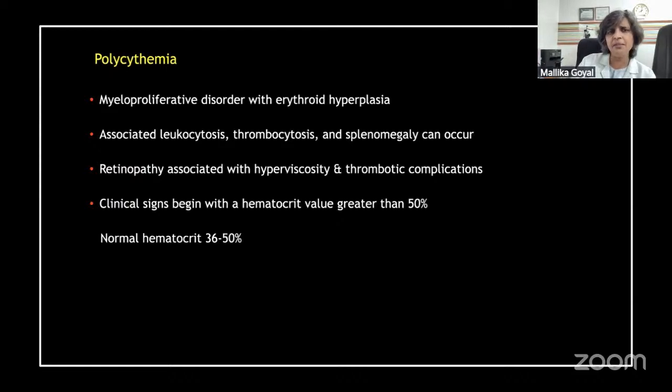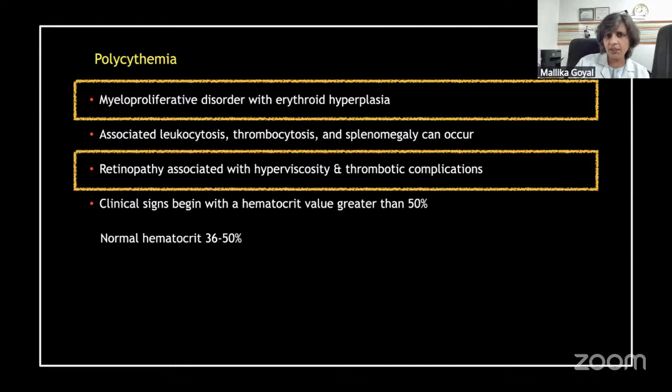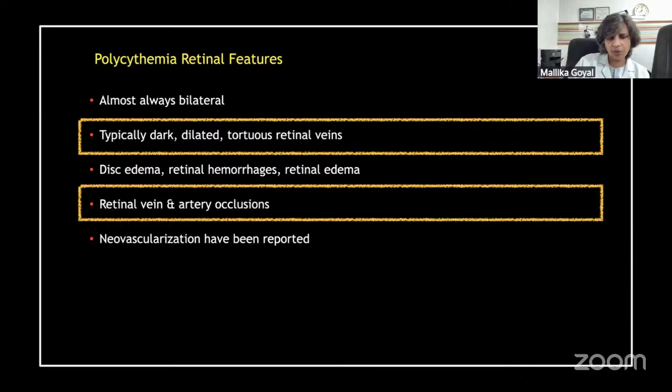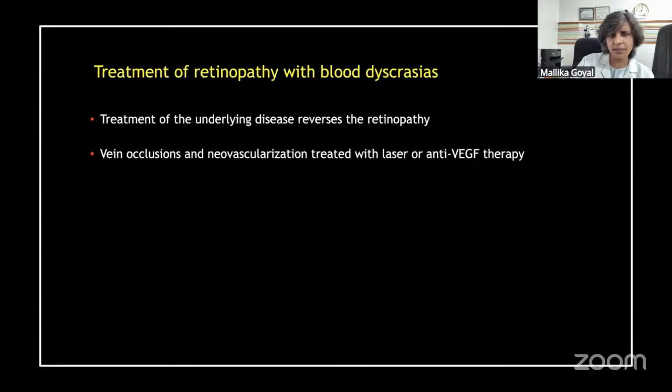Polycythemia is a type of blood dyscrasia where there is erythroid hyperplasia. Only the RBCs are overproduced, and that leads to hyperviscosity and thrombotic complications. So typically dark, dilated, tortuous retinal vessels are seen. But also because of hyperviscosity, retinal vein occlusions and retinal artery occlusions with neovascularization have been described. This is the bilateral retinal vascular dilatation and tortuosity.